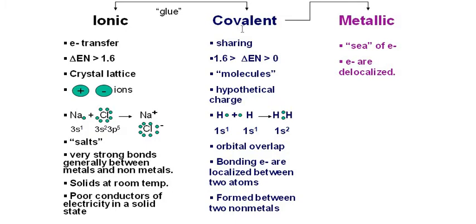Here is a covalent bond. This type of bond occurs when the difference in electronegativity between the bonded atoms is less than 1.6 and greater than 0. This happens by sharing of electrons. This is a covalent bond. The third type is called the metallic bond, or the sea of electrons, in which the electrons are delocalized between the bonded atoms.